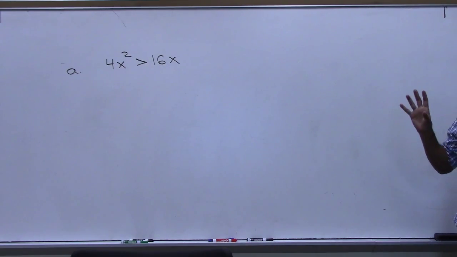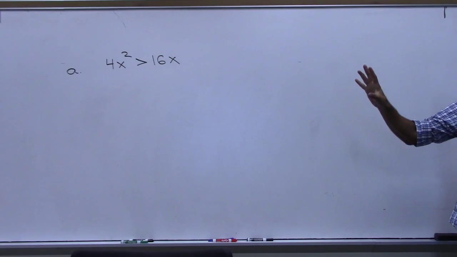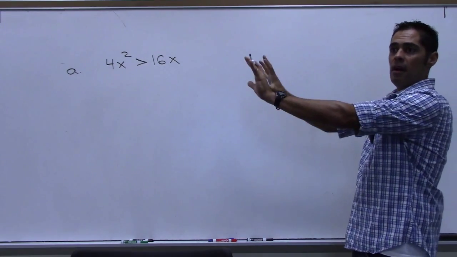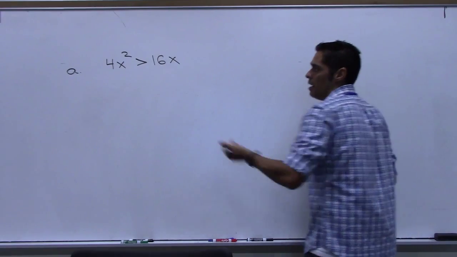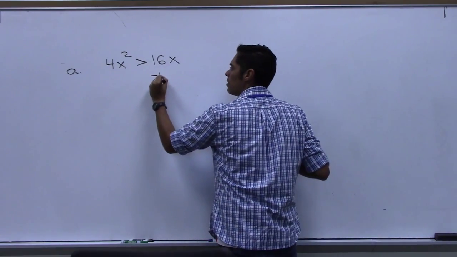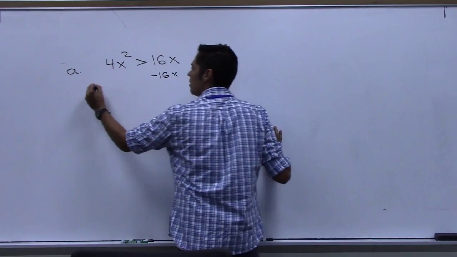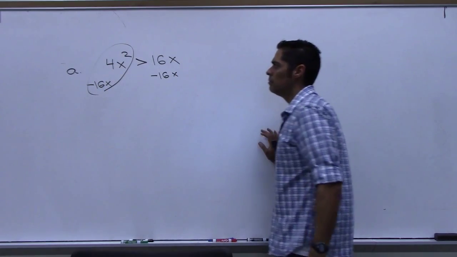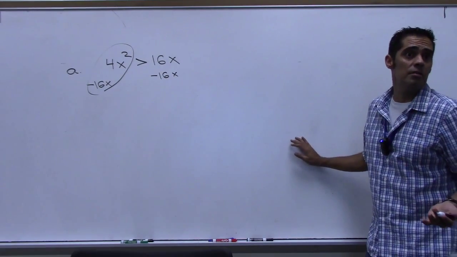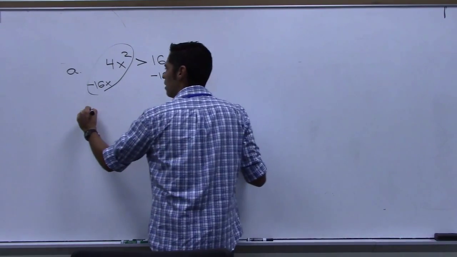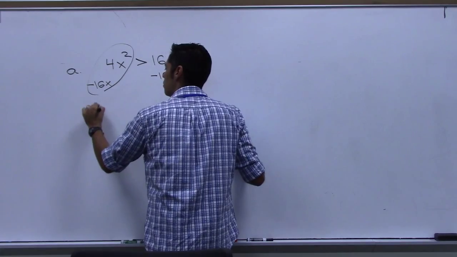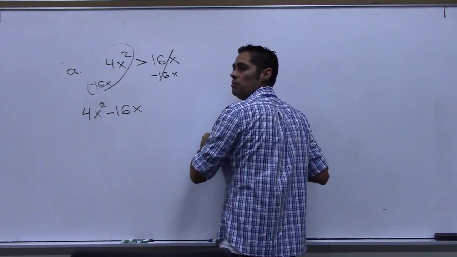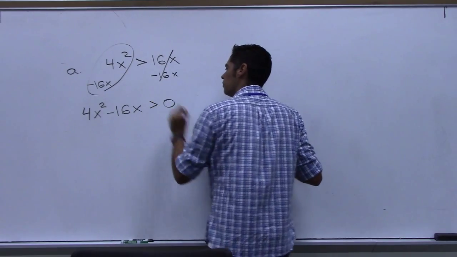So what you want to do first is move everything to one side, which means just subtract things from both sides to get everything to either the left or the right. In this case, I'm going to do everything to the left side. So I'm going to subtract 16x, subtract 16x. Can you combine these two together? No, because they're not like terms, right? So the left side of this inequality just remains 4x squared minus 16x. Over here, you get your 0, so greater than 0.